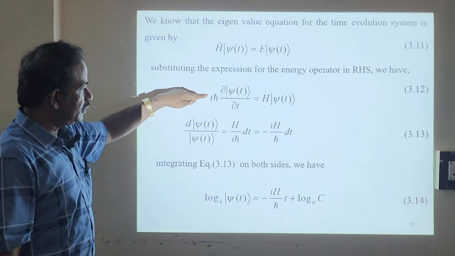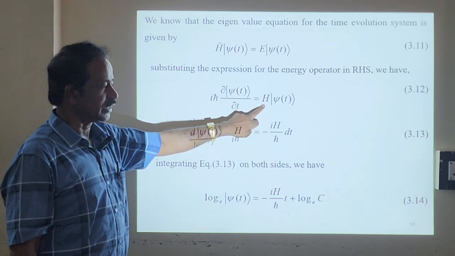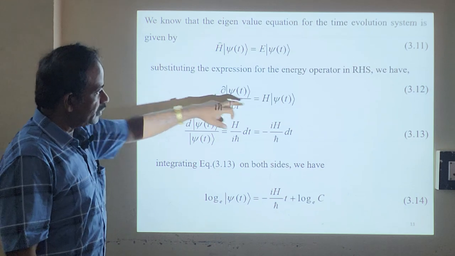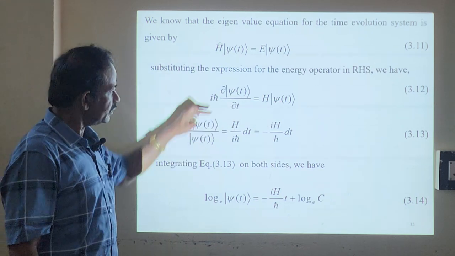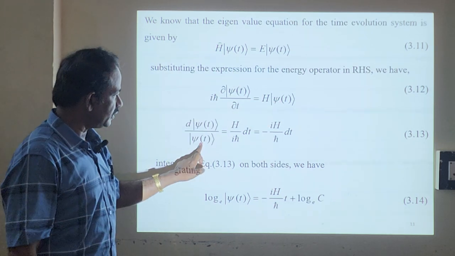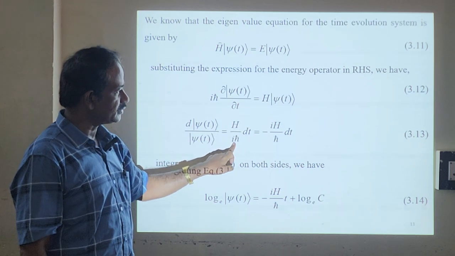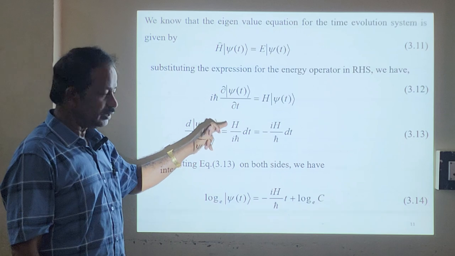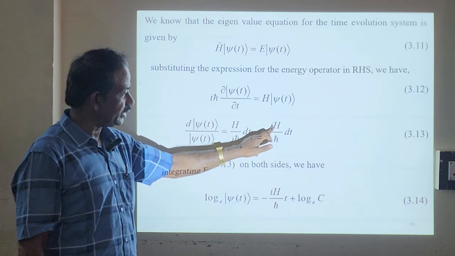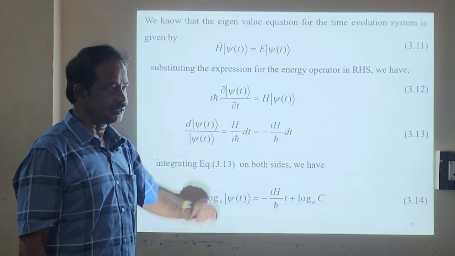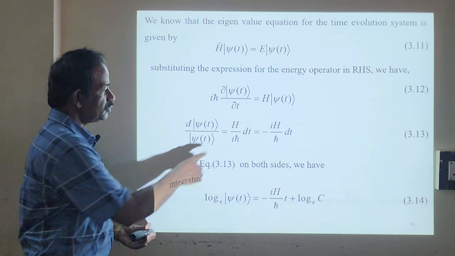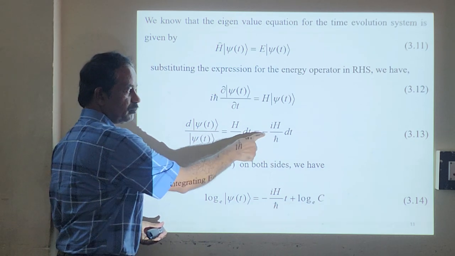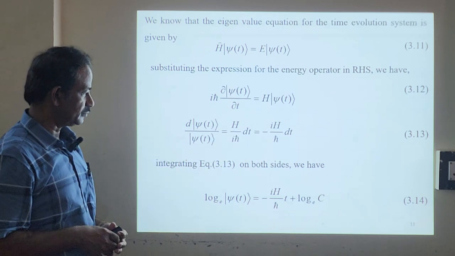Is it okay? Now I bring this i h term this side. So we will get H divided by i h cross, d psi of t divided by psi of t, which is equal to H divided by i h cross dt, which is equal to this one, multiply and divide by i, that will give you minus i H divided by h cross dt. Is it okay? You just multiply and divide by i. So that will give you i squared, i squared will be minus 1. So minus i H divided by h cross dt.